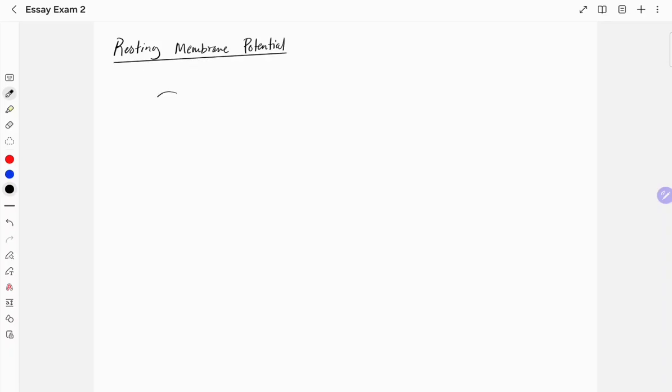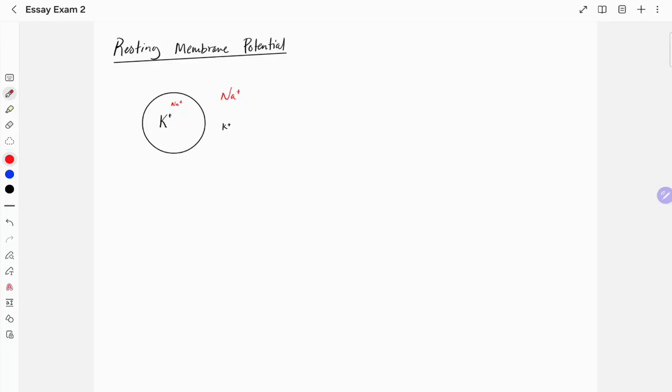If we look at a cell in the body, and let's look, for example, at potassium, we know that there's a higher concentration of potassium inside the cell than there is outside of the cell. I'm going to indicate that by making the potassium symbols different sizes. And then we also know, for example, that we have sodium at a lower concentration inside the cell than outside the cell, and so on.